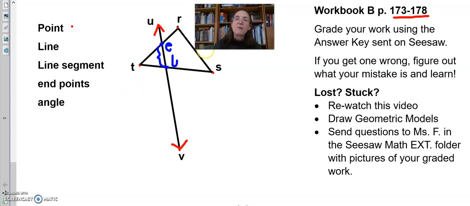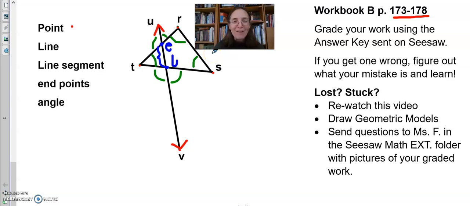And then we have our angles, which is the space between two line segments, or actually even lines that intersect. This is an angle, and this is an angle, and this is an angle, and this is an angle.